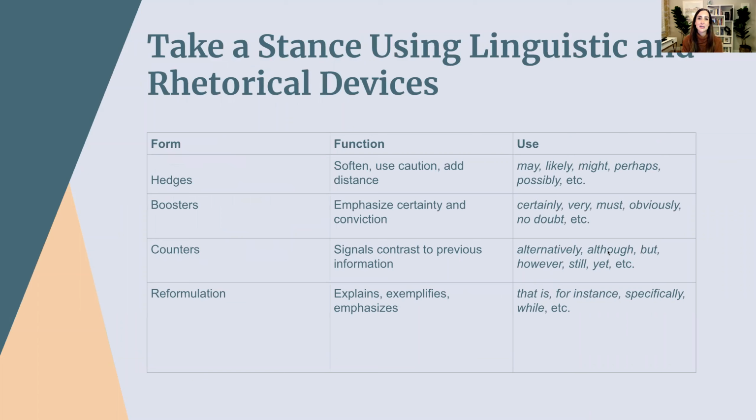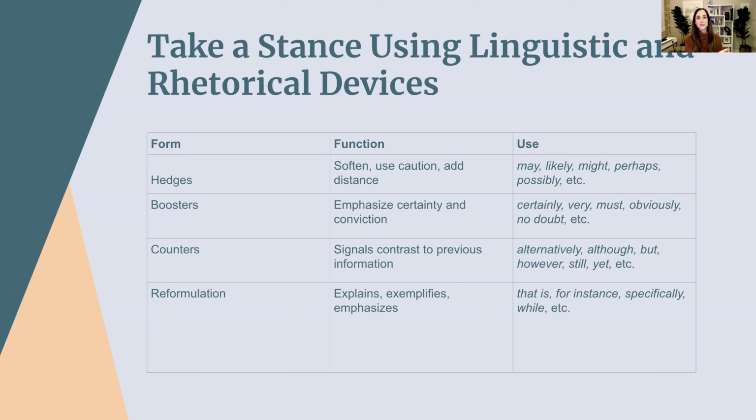And then taking a stance using linguistic and rhetorical devices. These are just a few, and I have a handout on more of these. But using hedges, boosters, counters, or reformulating, using different terms, there are implications of using those words, and it can help you take a stance in your writing. So if you want to use caution, you might insert a word such as might or perhaps. Or if you have certainty or conviction about a point you want to make, then you would insert a word like certainly or obviously. Becoming familiar with these different linguistic and rhetorical devices will help you make a stance in your writing.